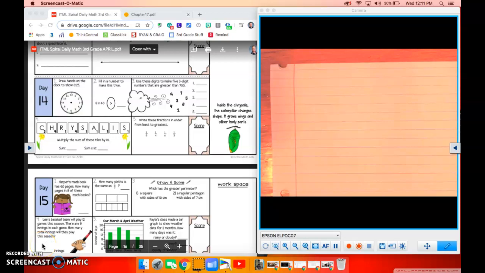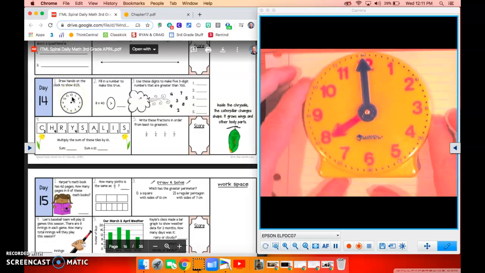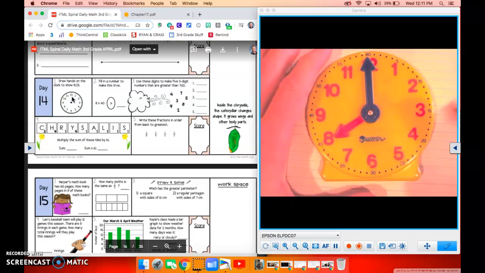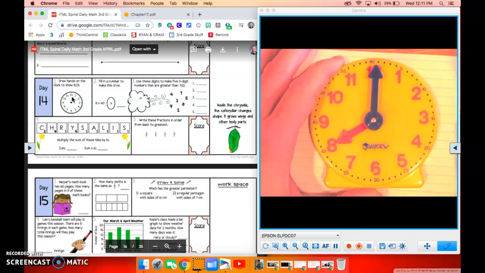All right, boys and girls, day 14 of our April daily math. Number one, draw hands on the clock to show 8:23. So I kind of loaded this one up to show 8 o'clock already, okay? And I love this thing. I can just move this and the red handle moves too. It's pretty sweet.